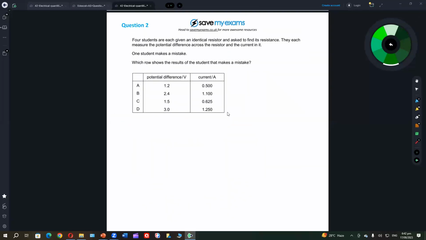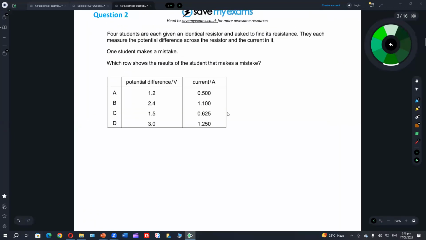Look at this question now. Four students are each given an identical resistor and asked to find its resistance. They each measure the PD across the resistor and the current in it. One student makes a mistake. Which row shows the result of the student that makes a mistake?